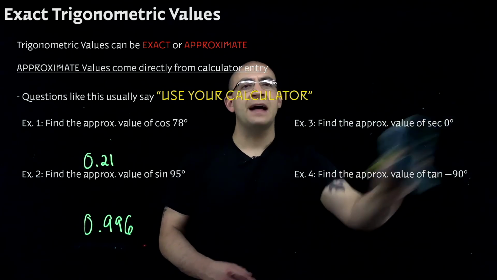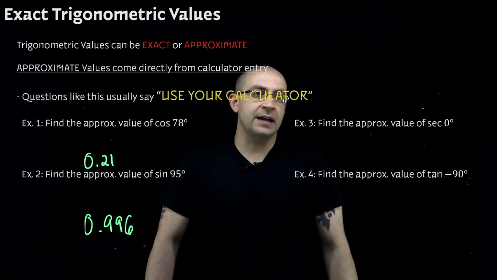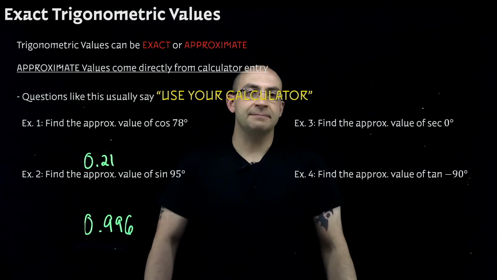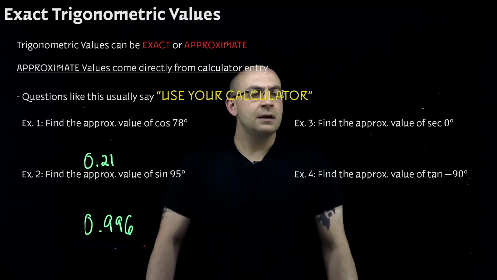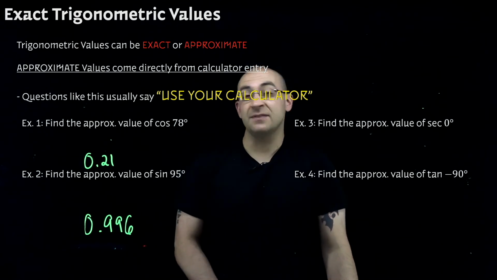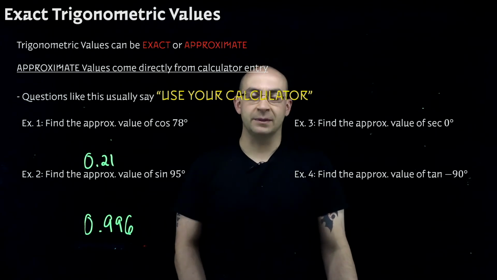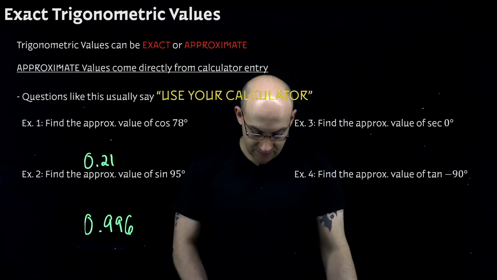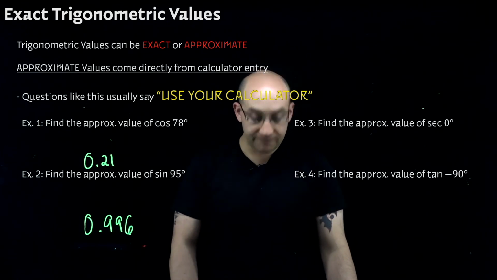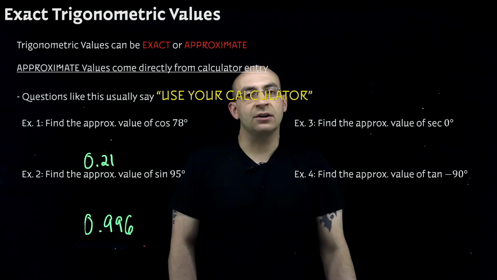Find the approximate value of tangent of negative 90. Now, tangent of negative 90 is going to be a little bit trickier because I need to make sure I put that negative sign in. Sometimes, when we put values in, we get an undefined result because there is actually no value there, or because we're going to be dividing by 0. Let's see if that's one of those times. Tangent of negative 90. Wow. It's like I'm a mind reader. You get error domain.